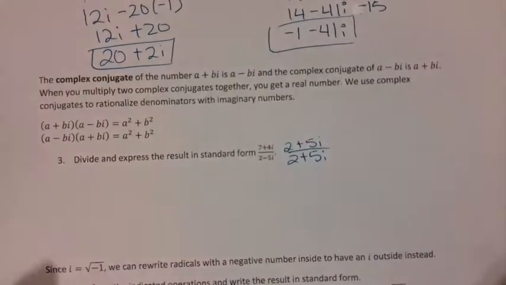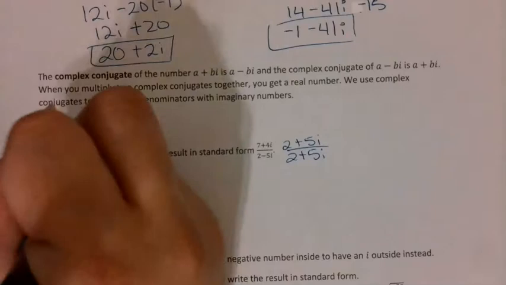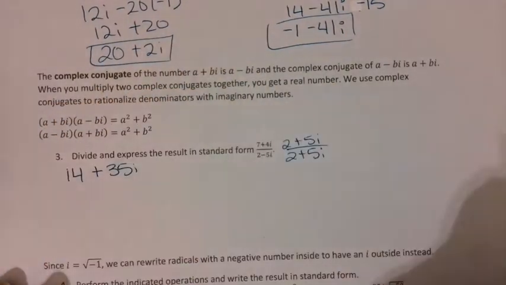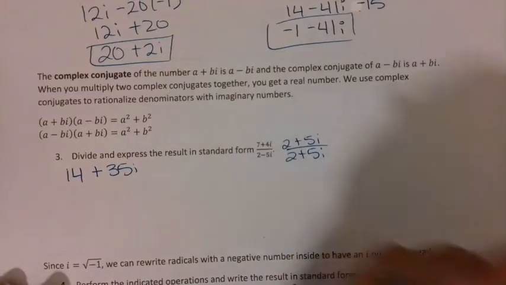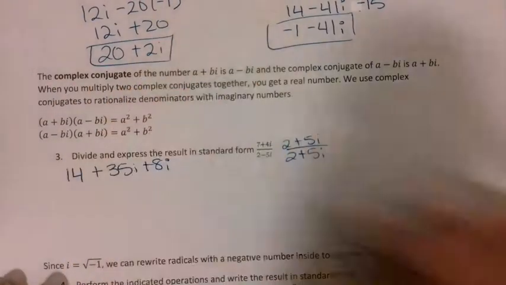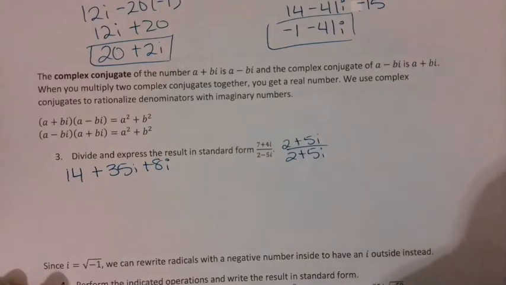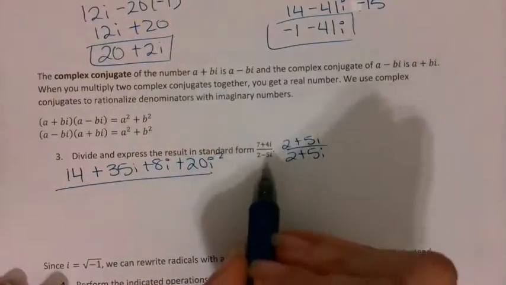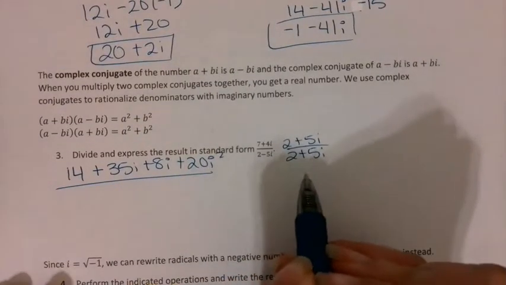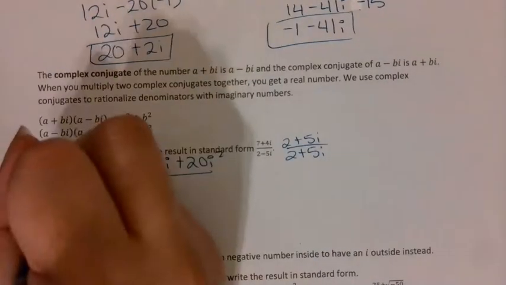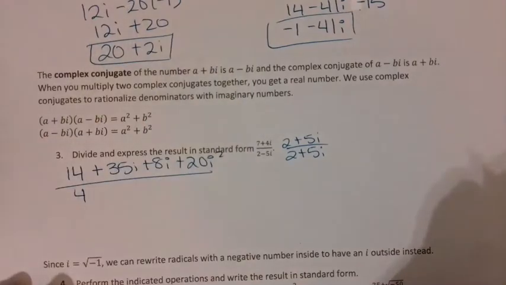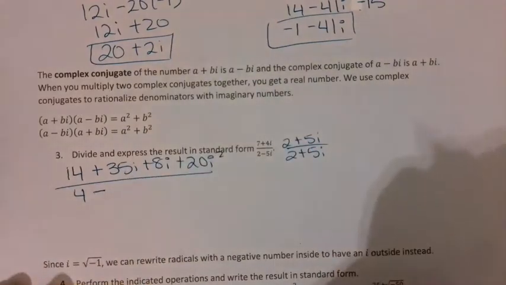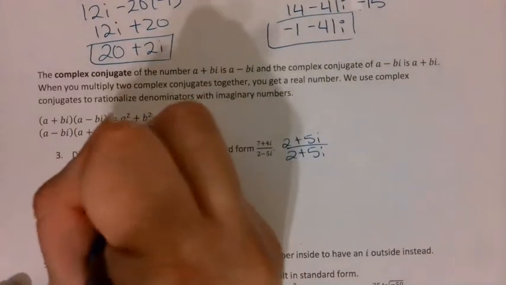So then I want to multiply on the top. I have 7 times 2, which gives me 14. 7 times 5i, which gives me 35i. 4i times 2, which gives me 8i. 4i times 5i, which gives me 20i squared. On the bottom, because they are opposite signs, I can use the difference of squares formula. So I have 2 squared, which is 4, minus 5i squared, which is 25i squared.